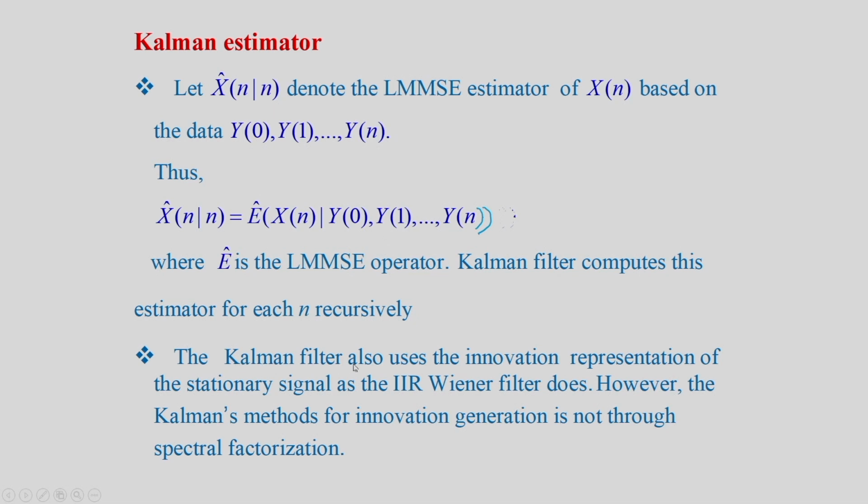The Kalman filter also uses the innovation representation of the stationary signal as in the IIR Wiener filter. So, we will derive the Kalman filter on the basis of innovation representation, but other derivations of Kalman filters are also available. However, Kalman's method for innovation generation is not through spectral factorization. We know that in the IIR Wiener filter we got the innovation process through spectral factorization, but here the approach is different.